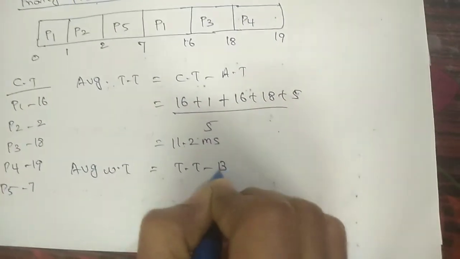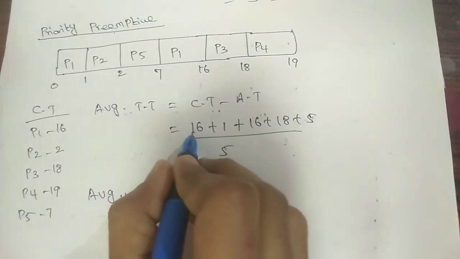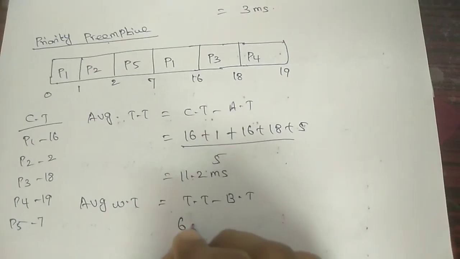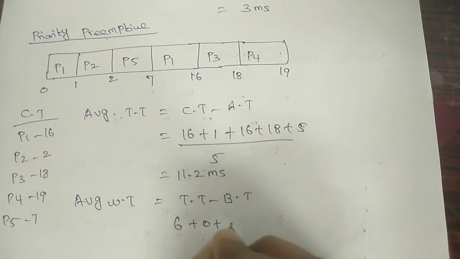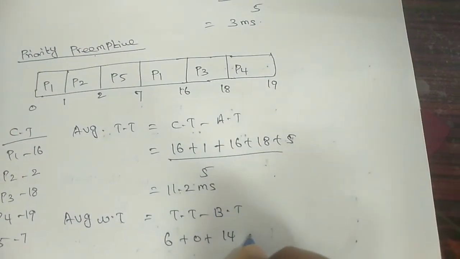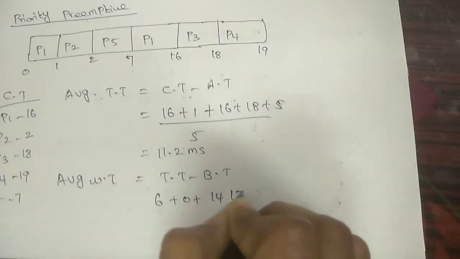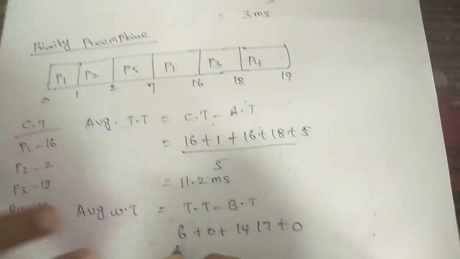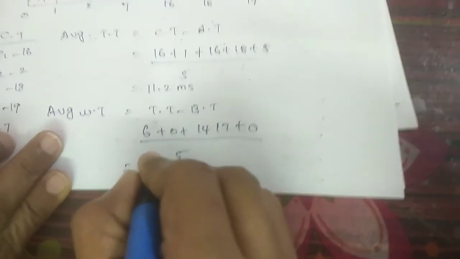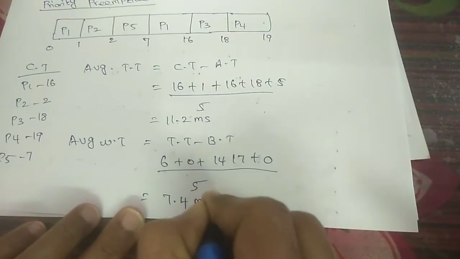TT minus BT, that is turnaround time minus burst time. That is 16 minus 10, 6, plus 0. And next we will be having 14. 16 minus 2, 14. And then 18 minus 1, 17. 5 minus 5, 0. Divided by 5. We will be getting 7.4 milliseconds.